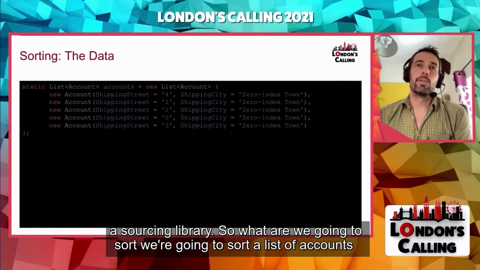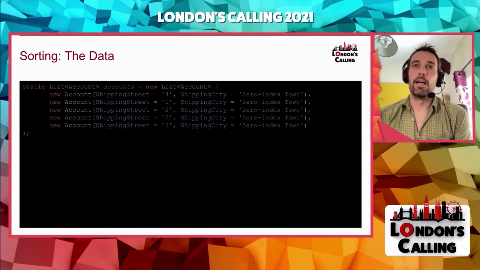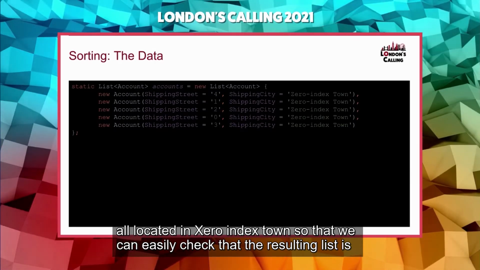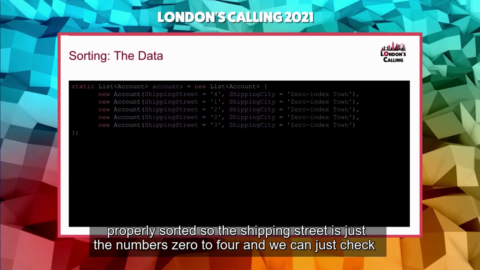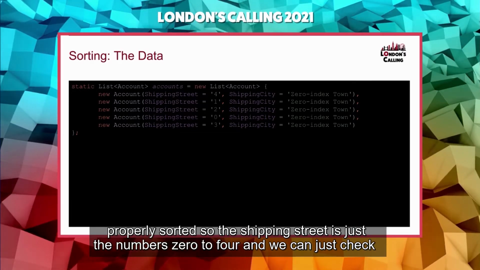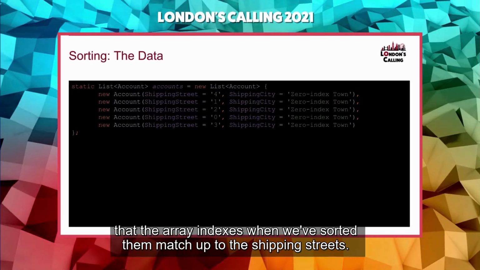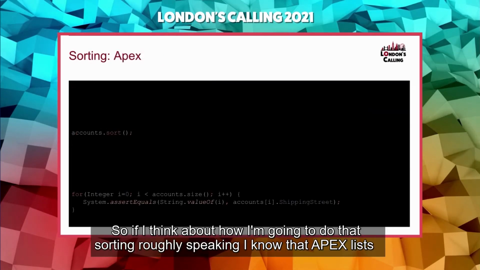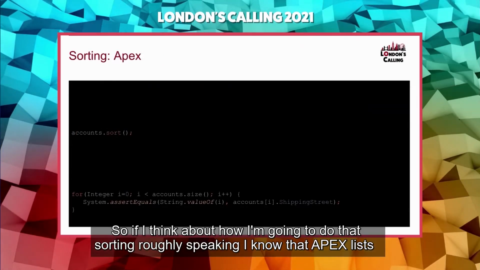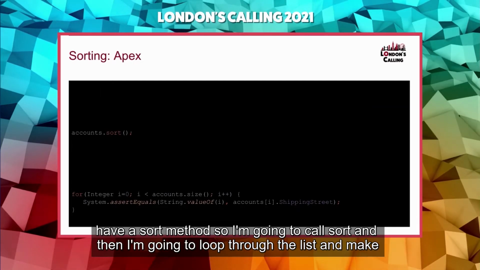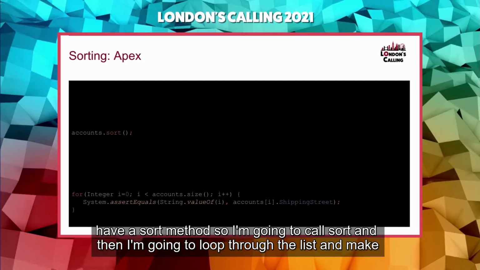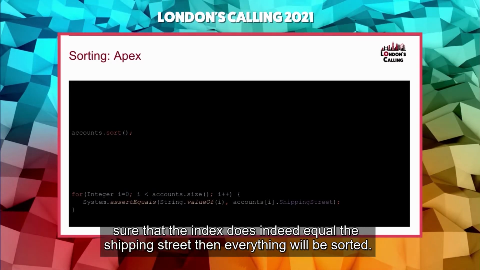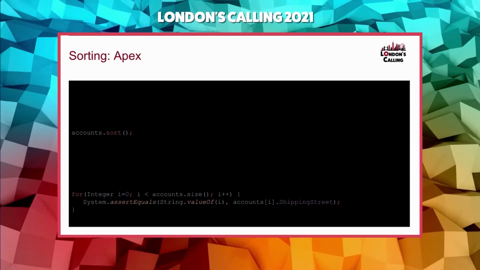So what are we going to sort? We're going to sort a list of accounts, all located in Zero Index Town, so that we can easily check that the resulting list is properly sorted. The shipping street is just the numbers 0 to 4, and we can check that the array indexes when we've sorted them match up to the shipping streets. If I think about how I'm going to do that sorting, roughly speaking, I know that Apex lists have a sort method. So I'm going to call sort, and then I'm going to loop through the list and make sure that the index does indeed equal the shipping street. Then everything will be sorted.